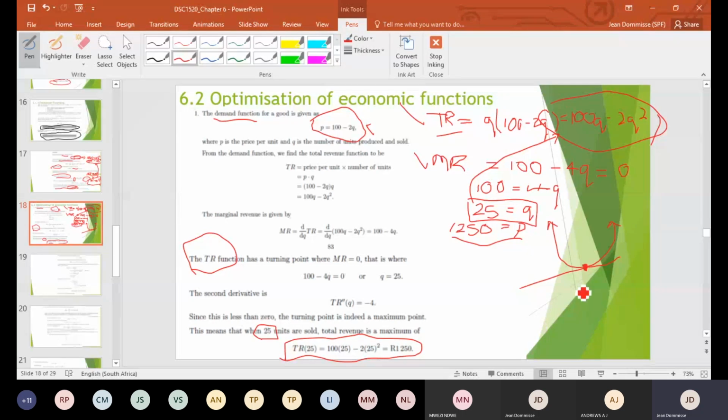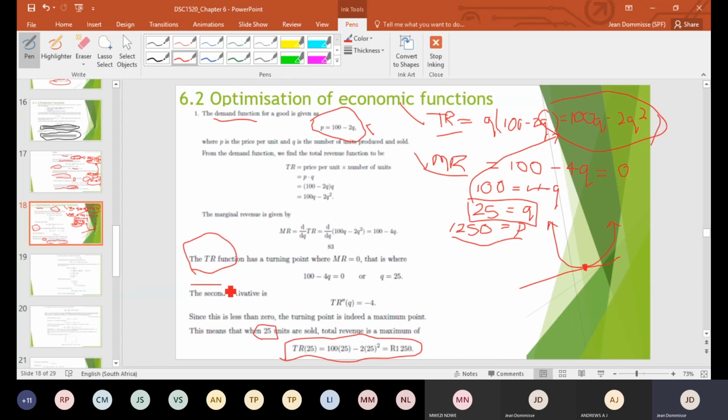So basically, we get the marginal revenue. If you want to get to the turning point of a marginal revenue, you need to make it equal to 0. You get your Q, you get your P, and then you have your turning point.